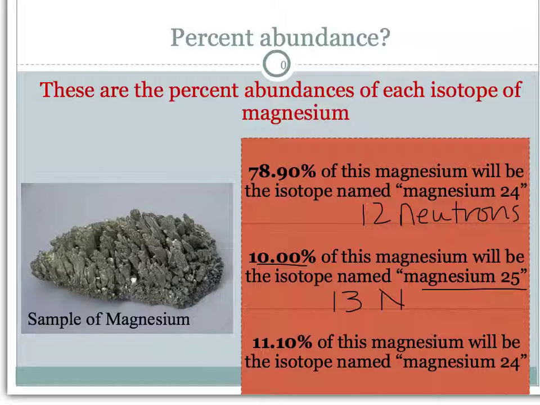And 11.10% of the magnesium will be magnesium 24. Actually, I think that's a typo. That should be magnesium 26. And of course then we would have 14 neutrons with that.